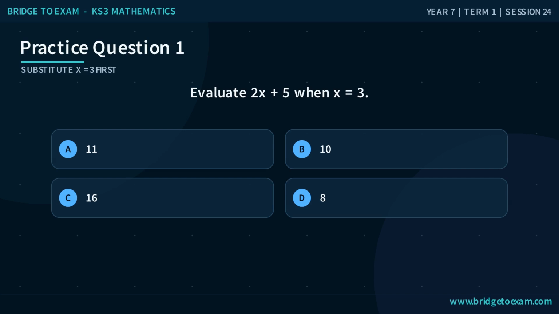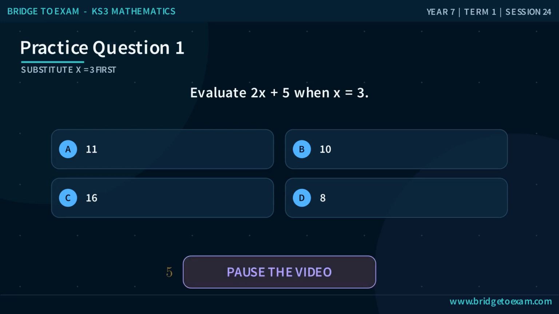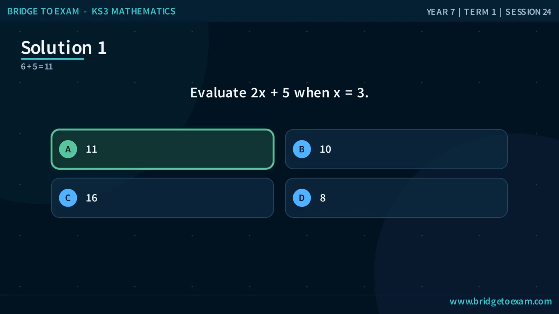Practice question 1. Evaluate 2x plus 5 when x equals 3. Option A is 11. Option B is 10. Option C is 16. Option D is 8. Pause and substitute x equals 3 first. Option A is correct. 11. 2 times 3 plus 5 is 6 plus 5, 11.